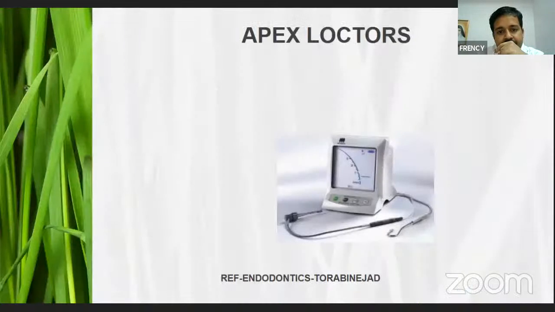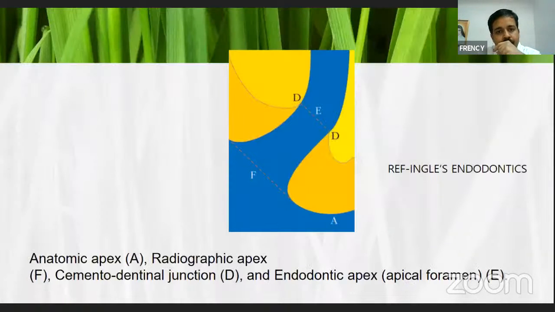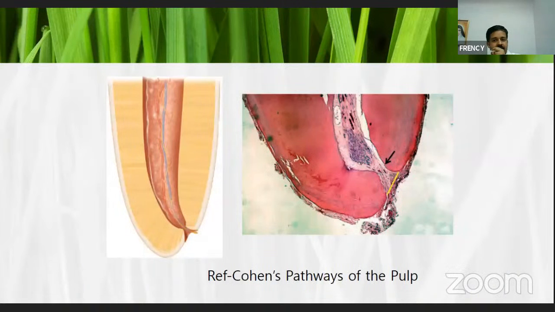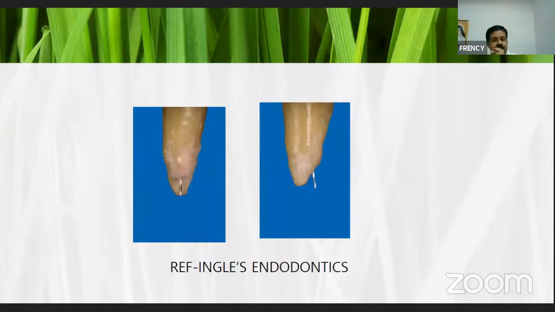Then apex locators are very important for working length determination. As you all know, this is a picture of the anatomical apex. So ideally we have to stop the root canal filling in the D or E region, that is the cemento-dentinal junction. Here you can see the apical constriction. So this is a picture that shows the importance of the apex locator.